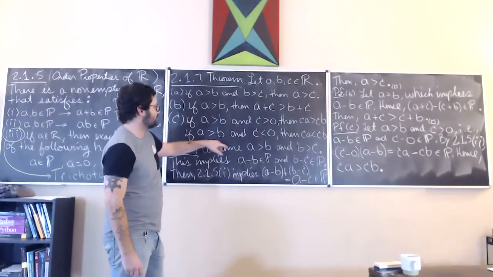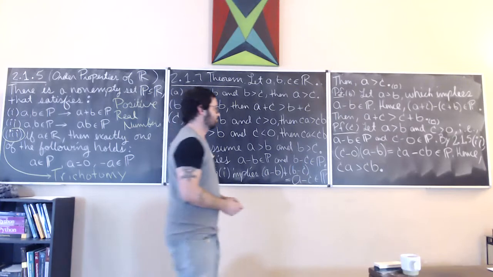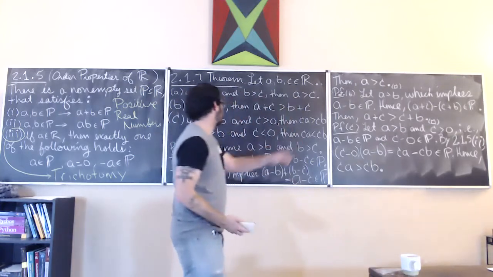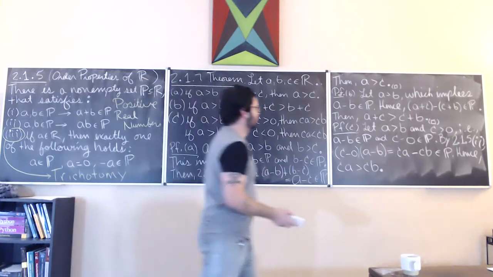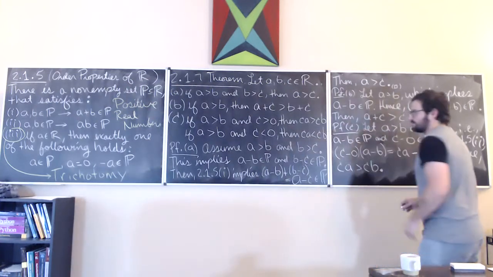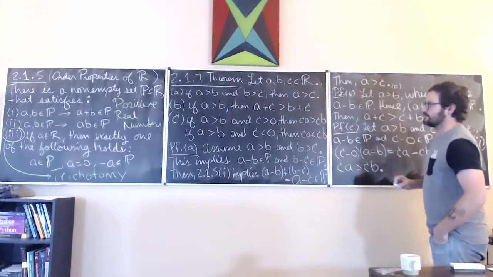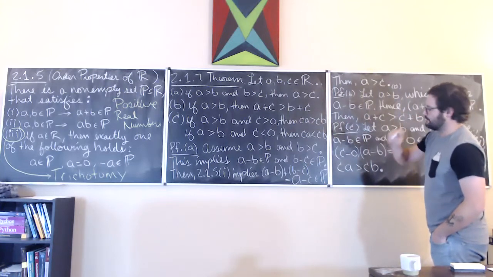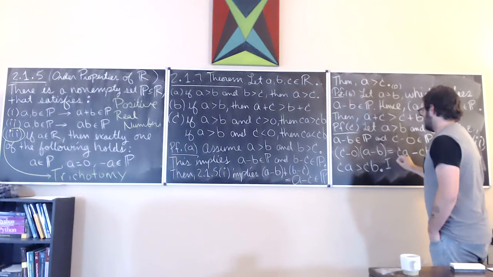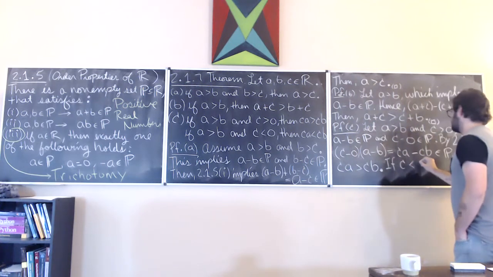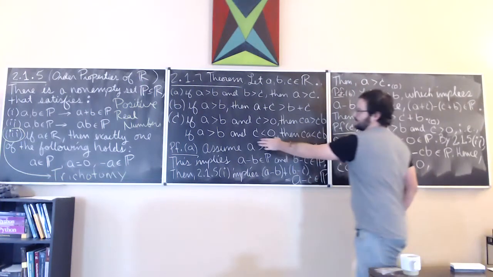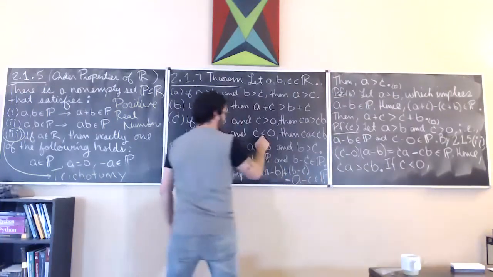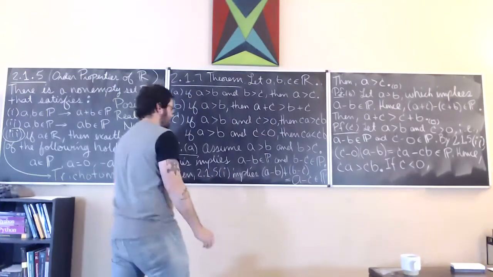For the second part, we assume that C is less than 0. So we're still in the proof of part C. Maybe I can squeeze it in here. I might have to erase them. So now we have, if C is less than 0, that's this other case here. A is still greater than B, but now we assume C is less than 0.